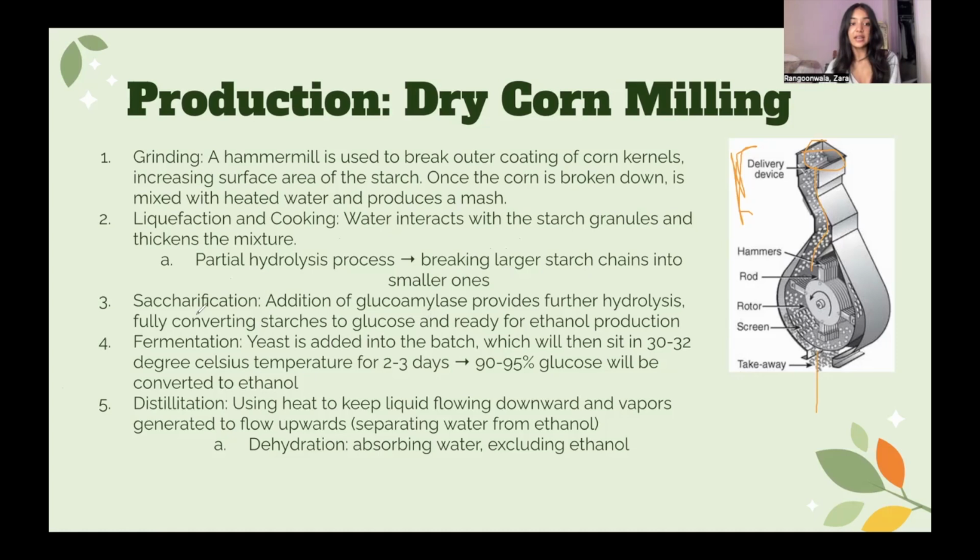The third step will be saccharification, which is the addition of glucoamylase, providing further hydrolysis, which will fully convert starches to glucose ready for ethanol production. So after these two processes of liquefaction and saccharification, the starches will be broken down into more simple sugars such as glucose. For the fourth step, fermentation, yeast is added into the batch, which will then be incubated at 30 to 32 degrees Celsius for 2 to 3 days. In doing so, 90 to 95% of glucose will be converted to ethanol.